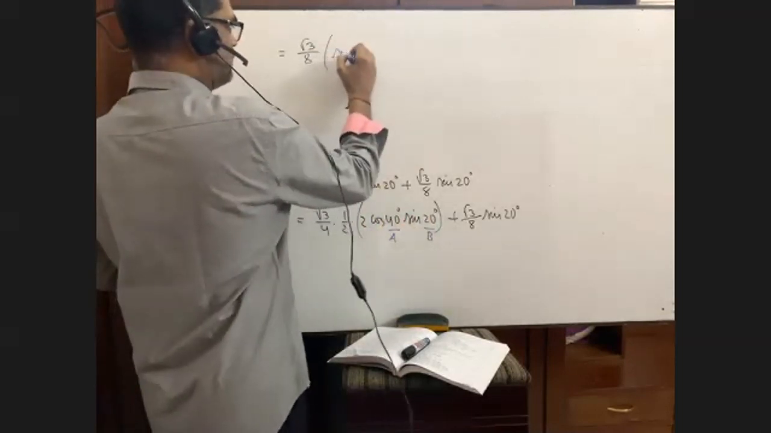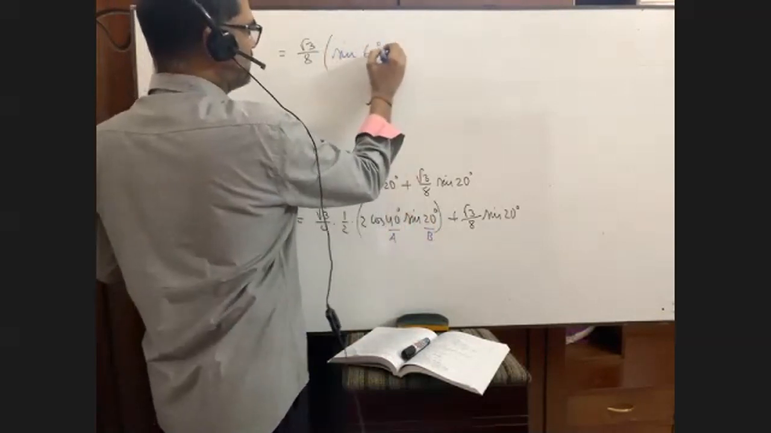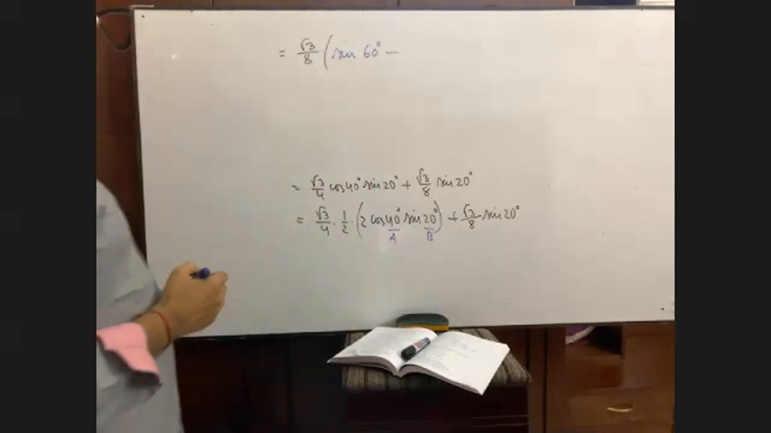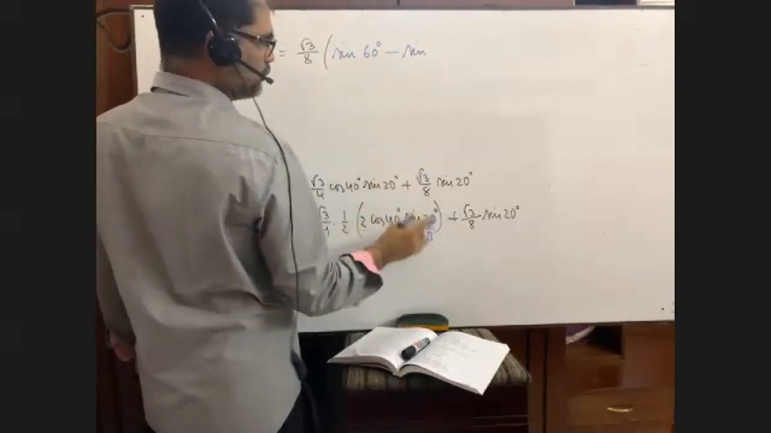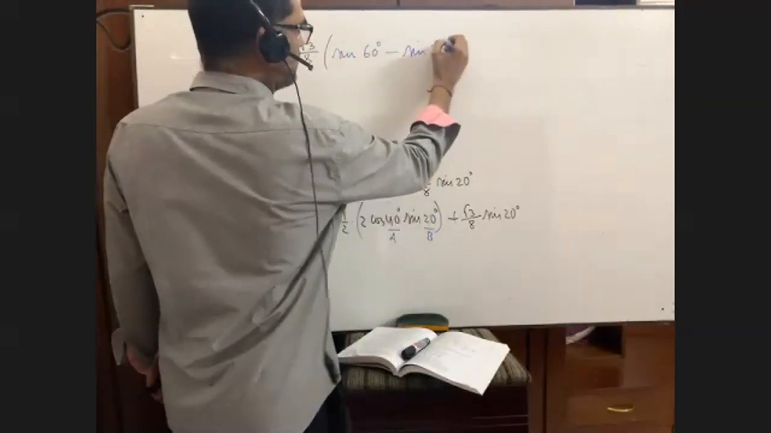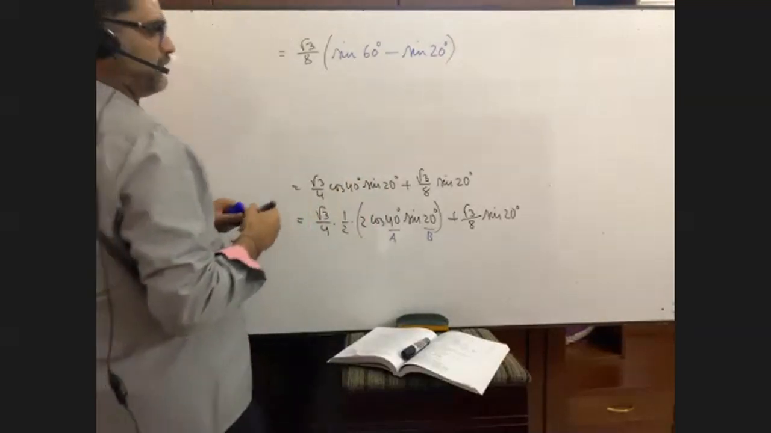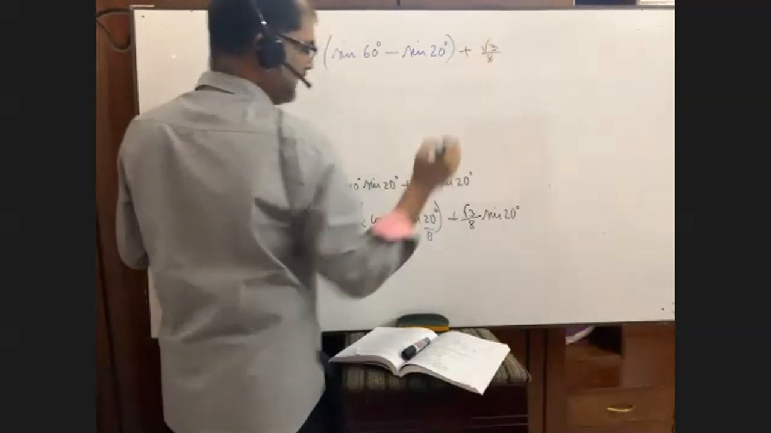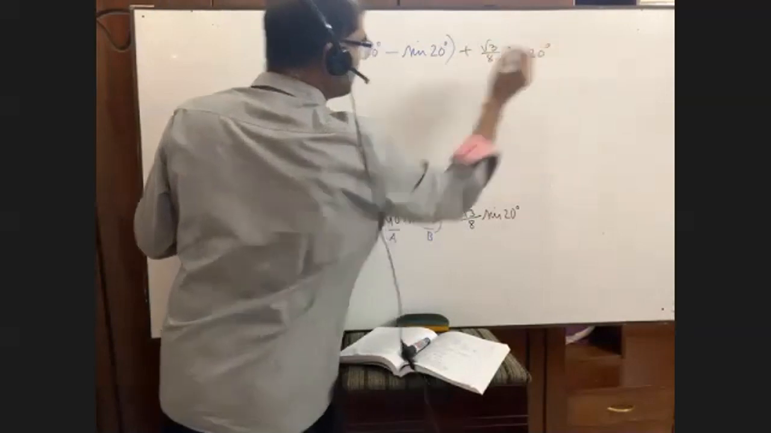Sine of A plus B. A plus B equals to what? 60 degree. Minus sine of A minus B. 40 minus 20 equals to what? 20 degree. It is the formula. Now you have to maintain the formalities by writing root 3 by 8 sine 20. Actually, we don't have any functioning on this part.